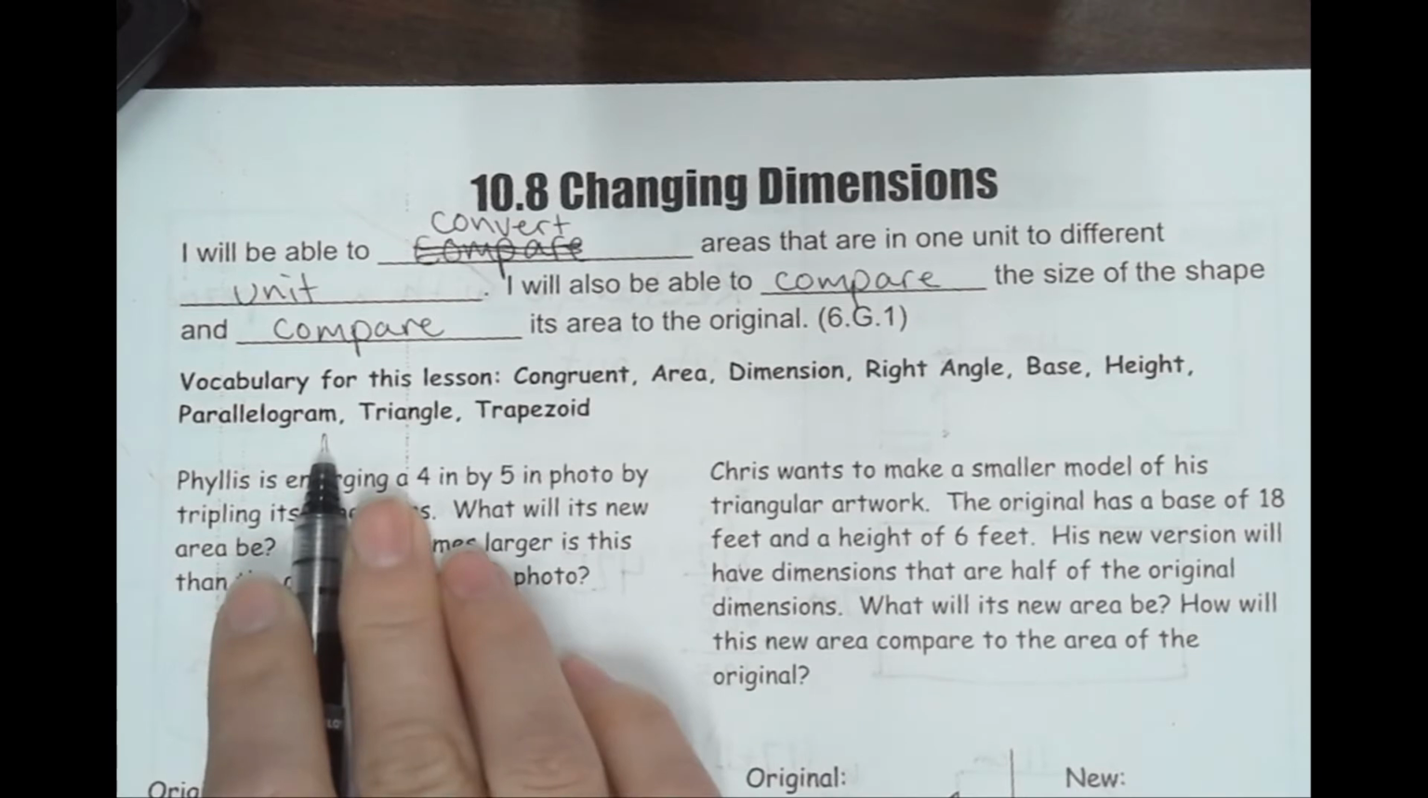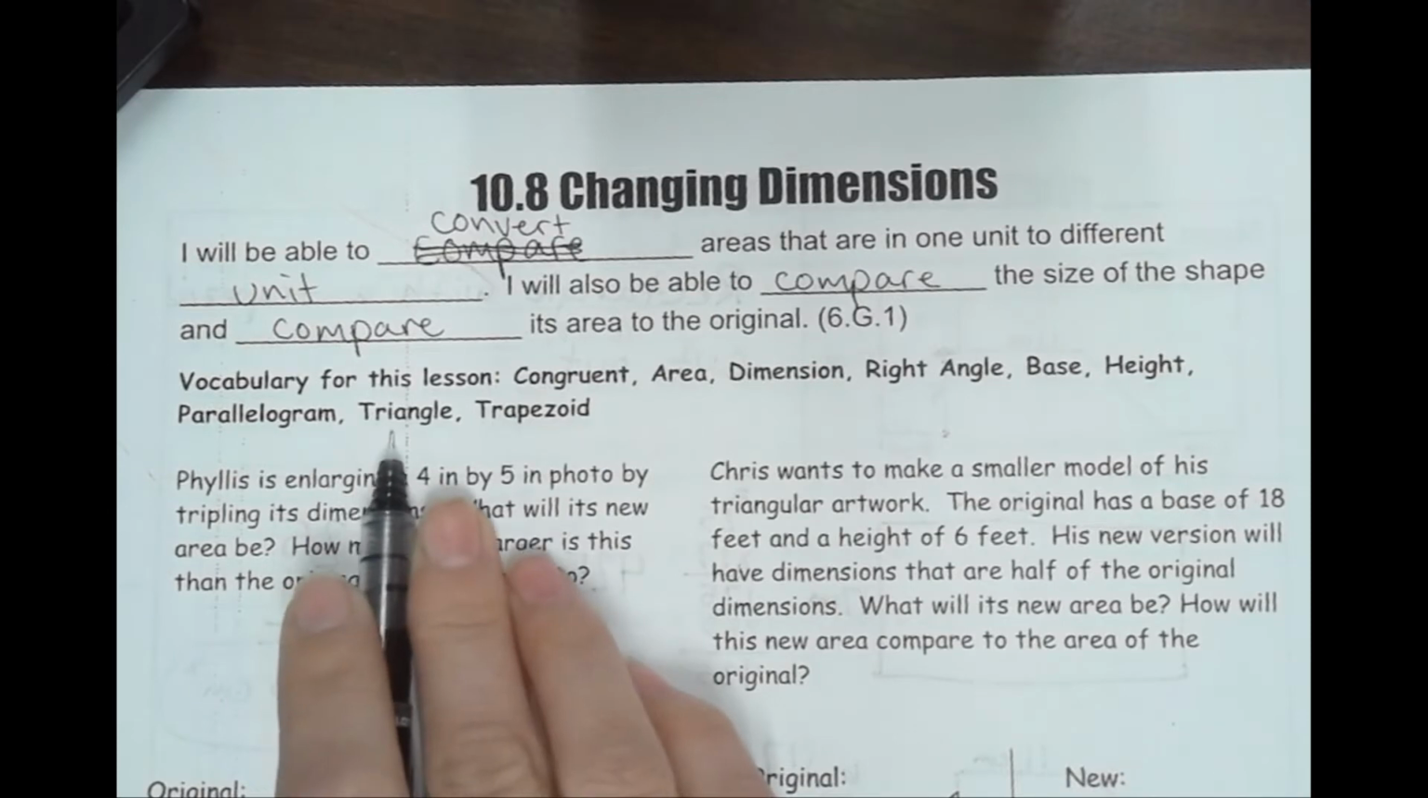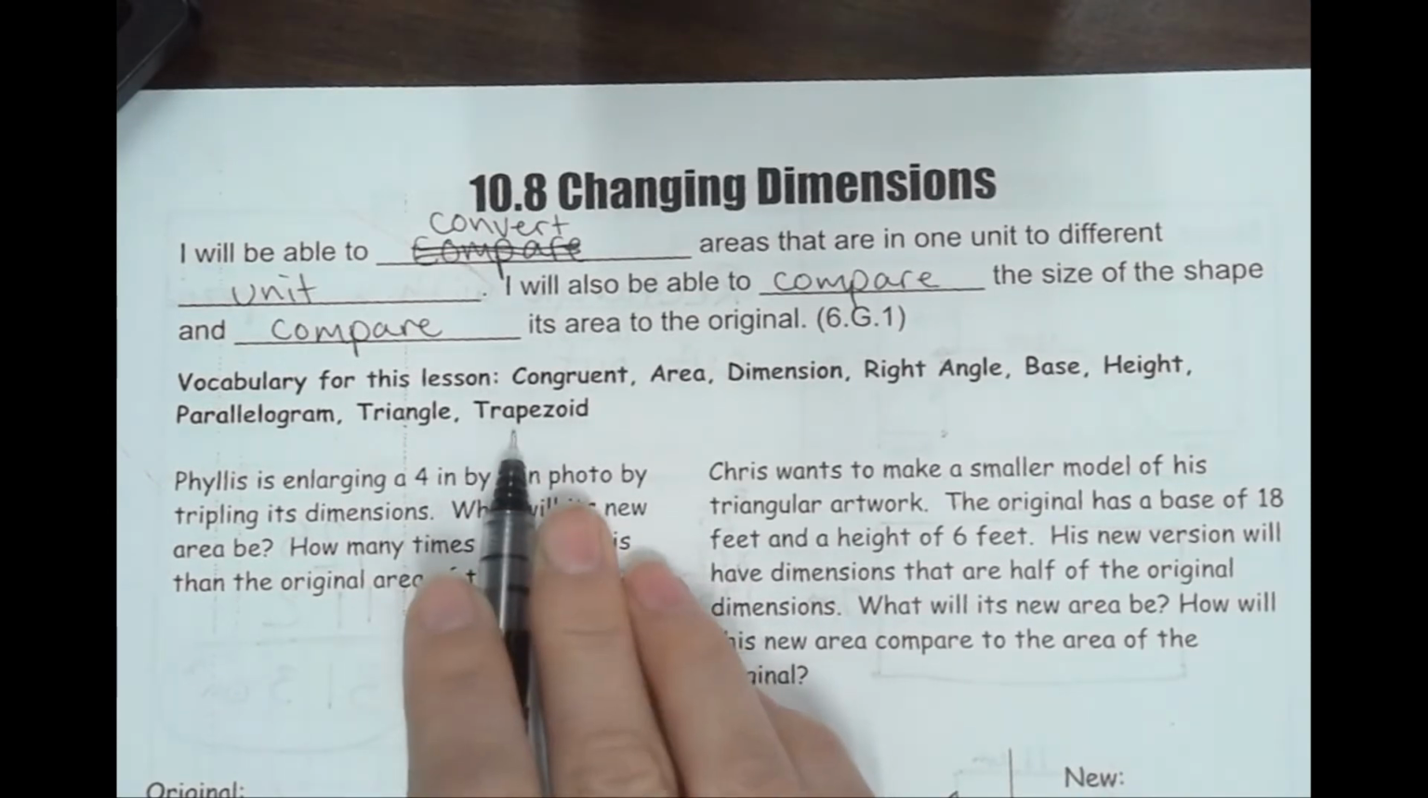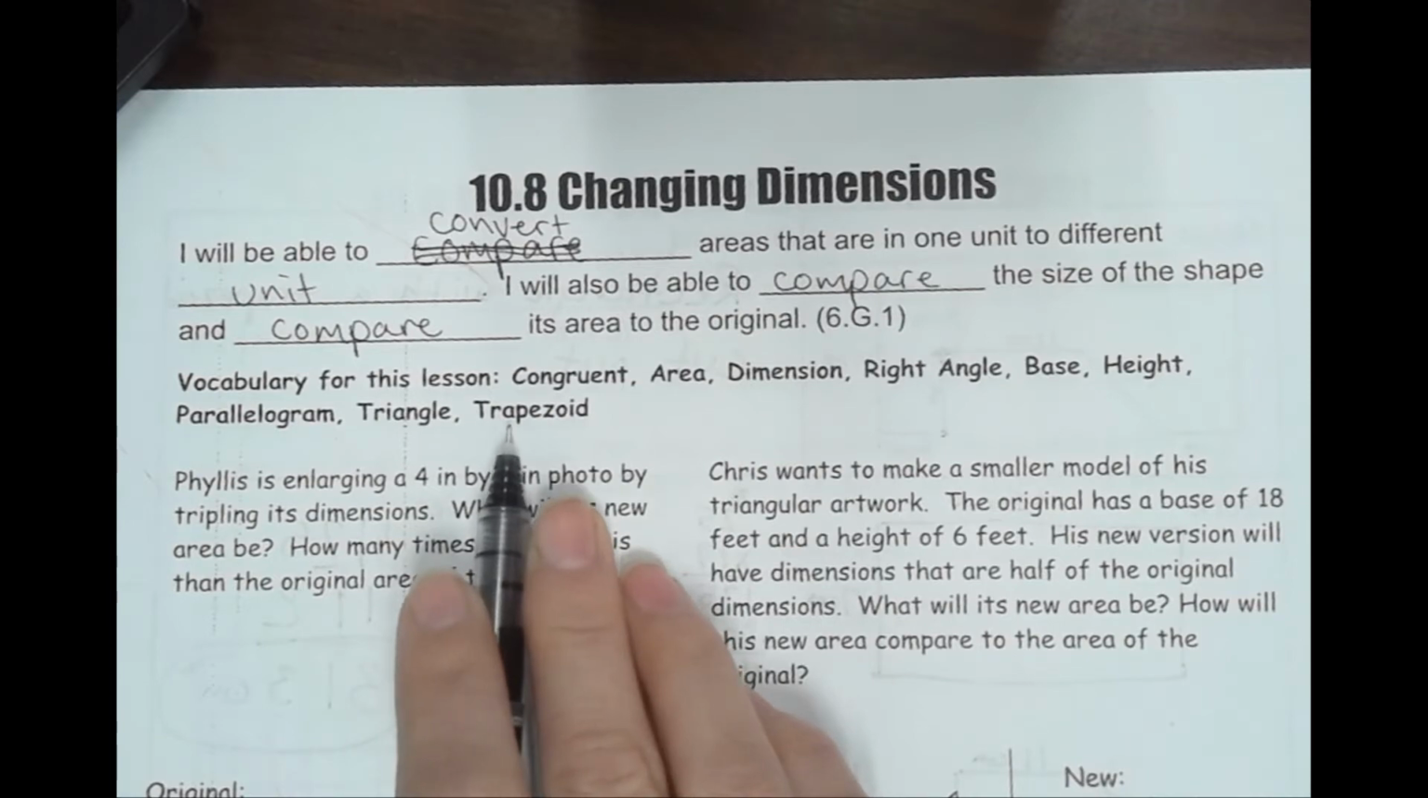Parallelogram is a four-sided figure with 2 sets of parallel sides. Triangle has 3 sides, and a trapezoid has at least 1 set of parallel sides.